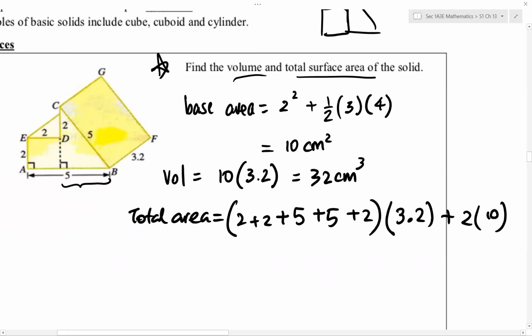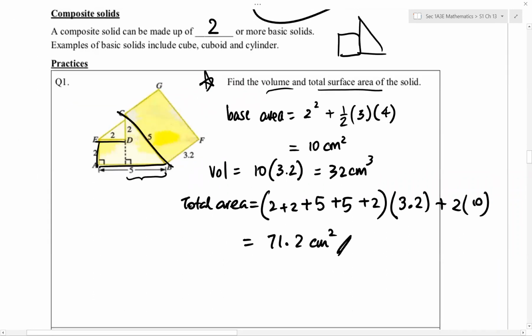Oh, no. There's an error in the perimeter. 2 plus 2 plus 5 plus another 5. 8. Oh, yeah, correct. Sorry. 2, 2, 2, 5, 5. Okay, correct. So this gives us 16 times 3.2 plus 20. 71.2 square centimeters. That's all.